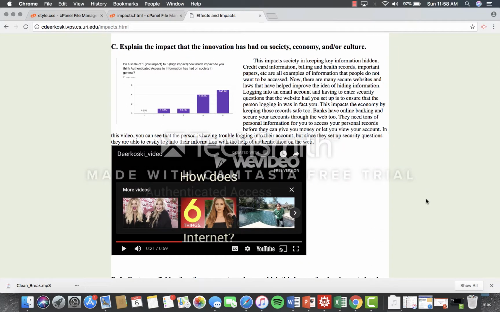So for C, the impact my innovation has on society is to keep key information hidden. For example, if someone has their credit card information online, the security will keep it safe if it's an authorized website. The graph on the left here is from my information I got on Google Forms. We were assigned to make a survey for the other people in our class, and these were the results I got from asking, on a scale of 1 as a low impact to 5 as a high impact, how much impact do you think authenticated access to information has had on society in general? These were the results I received for that.